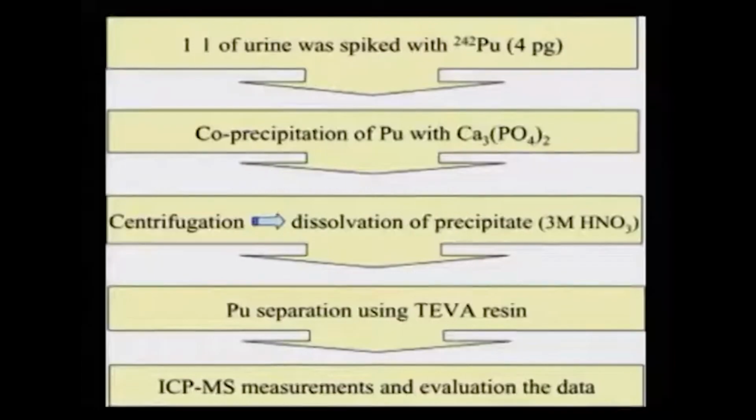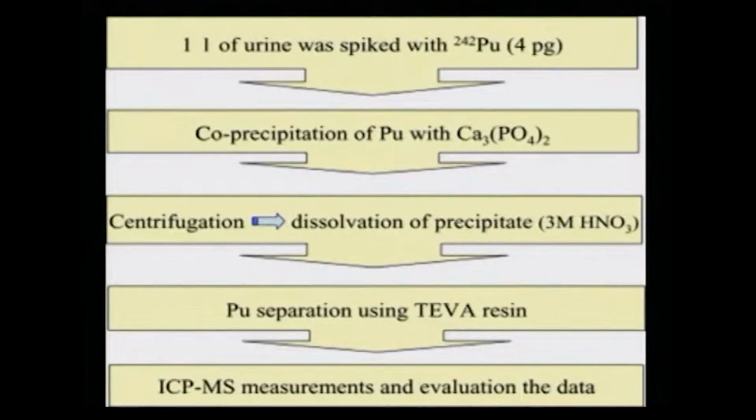So, how was it done? See, only 4 picogram of 242Pu was present and it was spiked into the urine. Co-precipitation of Pu with calcium phosphate was done, then centrifugation, and dissolution of the precipitate in 3 molar nitric acid was carried out. Pu separation took place on a special resin called the TEVA resin, and then it was analyzed on ICP-MS and the data was evaluated, and it was found that it could be analyzed even in picogram per ml, starting from 1 liter of urine.